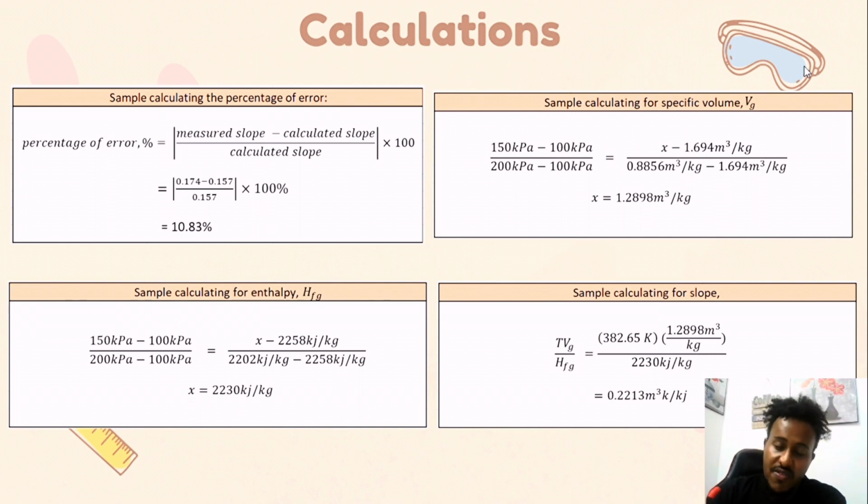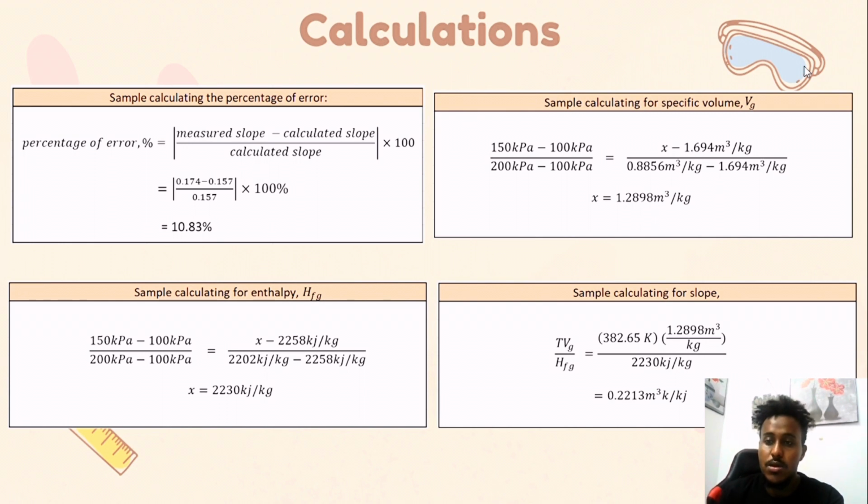The sample calculation for enthalpy will be HFJ, and we got 2230 kJ per kg. Then T Vg divided by HFJ: 382.65 K times 1.2898 meter cubed per kg, divided by 2230 kJ per kg, is equal to 0.2238 meter cubed K per kJ.